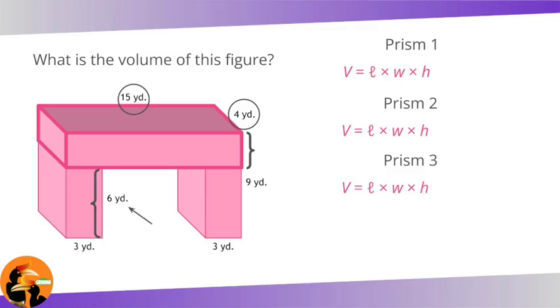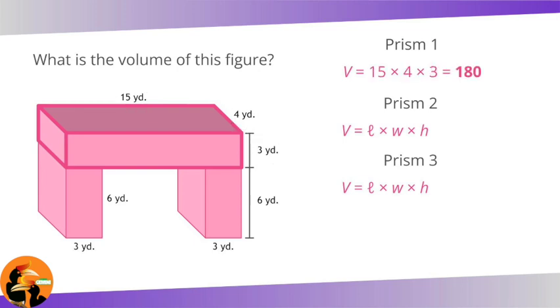One part of the object's height is 6 yards, and the entire height is 9 yards. So the height of the top prism is what's left over. The difference between 9 and 6 is 3, so the height of this top prism is 3 yards. Now we can multiply to find the volume. 15 times 4 times 3 is 180, so the volume is 180 cubic yards.